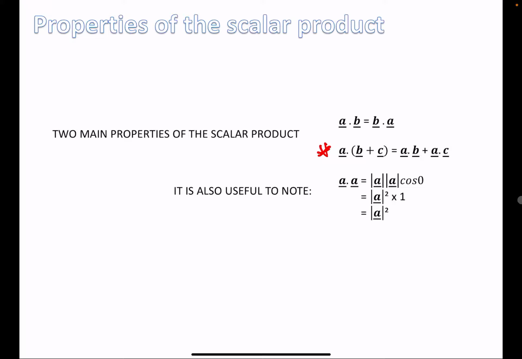You don't have to remember that. As I say, you can work that out for yourself, but it'll save you a little bit of time if you go straight from a dot a to the magnitude of a squared. But it's useful to note all three of those things.